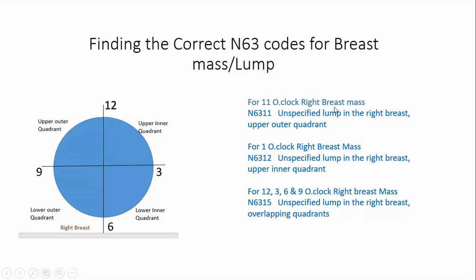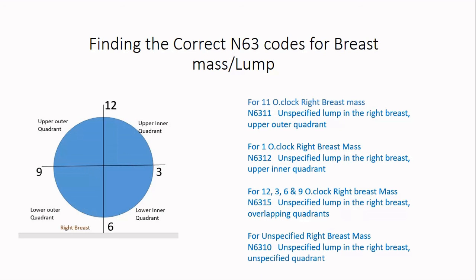If there is no specific quadrant or clock position given for the right breast, you can code the unspecified right breast code N6310. And if there is no specificity given for right or left breast, you can simply code N630 for unspecified breast mass.